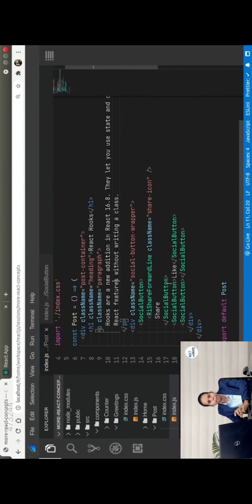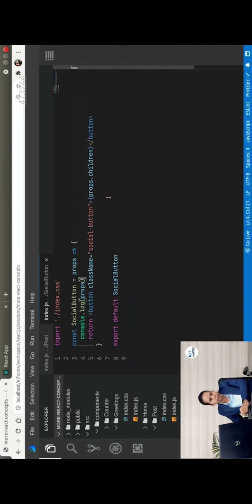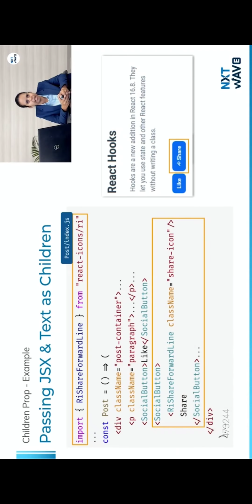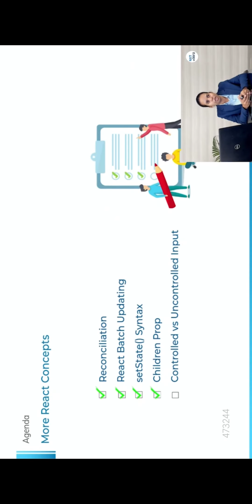Okay, clear? So basically, whatever you enclose within that opening and closing tag would be considered as children and will be passed as a value to the children prop of that component. Okay, and we can access them here, and then we can make use of them. Okay, clear? So this is regarding the children prop. So we are done with understanding about the children prop.